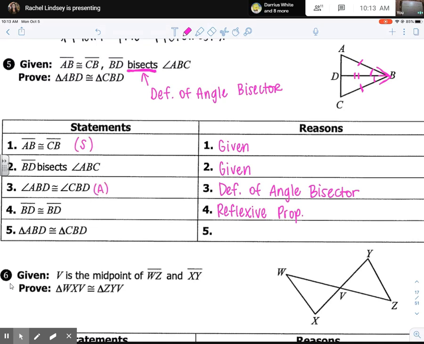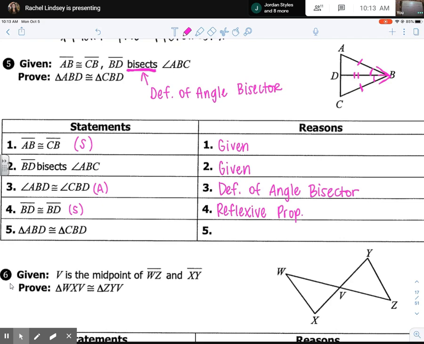Okay, so if I look at my statements, I said two sides were congruent, two angles were congruent, two sides were congruent. So I have a side, an angle, and a side. Looking at the proof, I have a side, an angle, and a side. So how would I know these two are congruent? By what postulate? Side, angle, side.